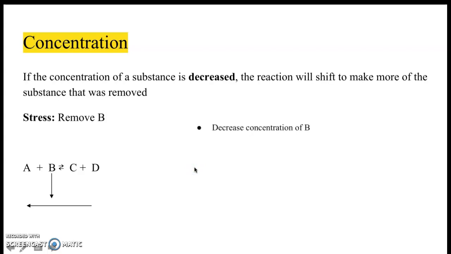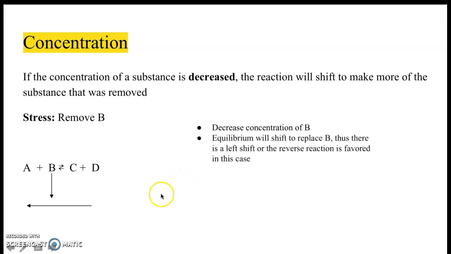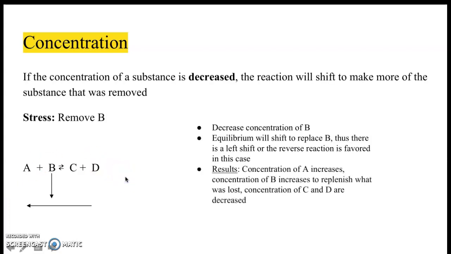So let's recap. We decrease the concentration of B. The equilibrium is going to shift to replace what's been removed. Thus, there's a left shift in this example. Our results are that the concentration of A and the concentration of B are increased. We're replacing what's been removed of B. And C and D are going to decrease in concentration because they are being used to produce A and B.